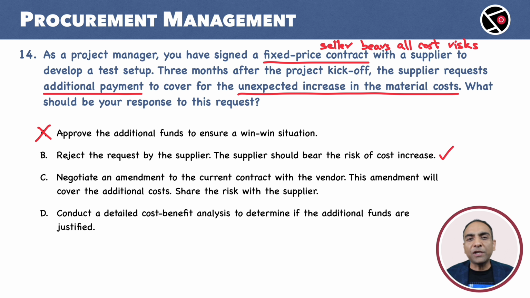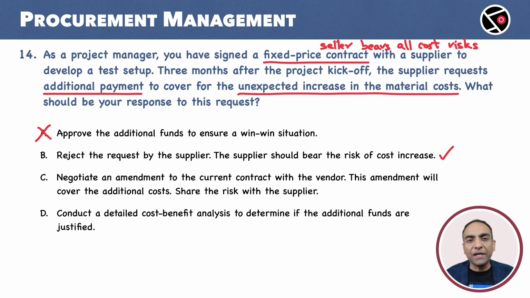C. Negotiate an amendment to the current contract with the vendor. This amendment will cover the additional costs. Share the risk with the supplier. This is incorrect. First response should be rejection of the request. Sharing risks with the supplier is not a bad idea, but such sharing is normally a part of the contract.